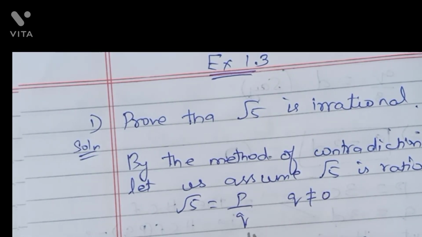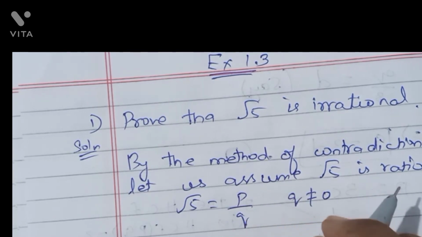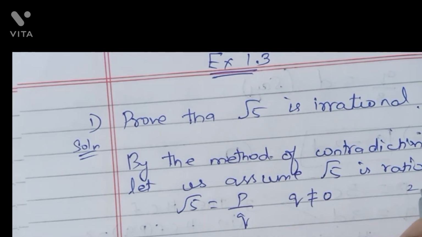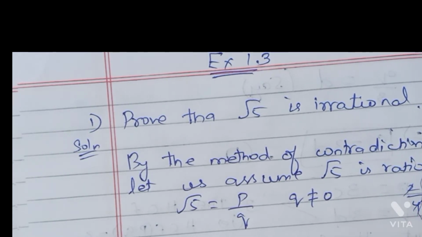That is, p by q should be in simplified form, so that we can say p and q are co-prime numbers. So what is a simplified form? If I consider 2 by 4, I can simplify this as 1 divided by 2. This 1 by 2 is the simplified form. I cannot simplify it any further. For this, the HCF, the common factor, is 1, so we call that a simplified form.